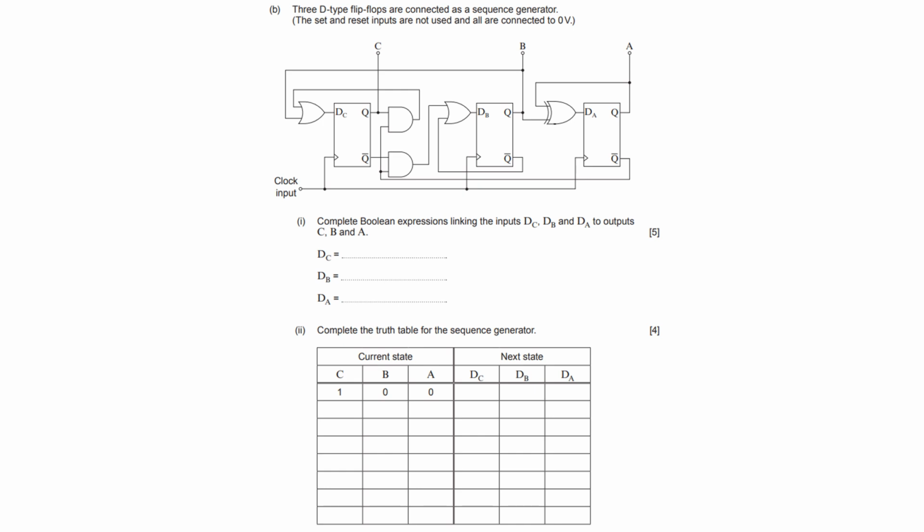Okay, so what's this one? A sequence generator. This is the one that the examiner always likes. Lots of easy marks. So for 5 marks, let's see if we can work out the Boolean expression for DC.